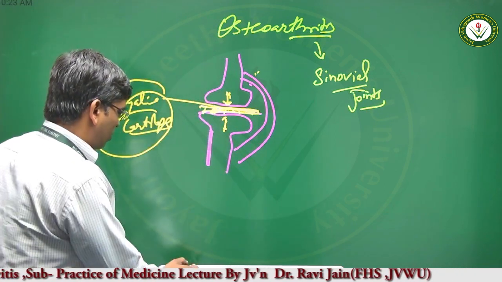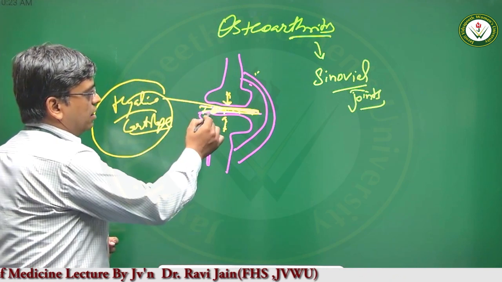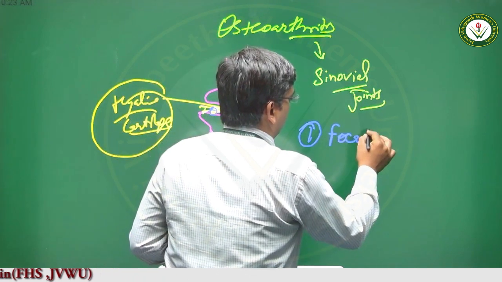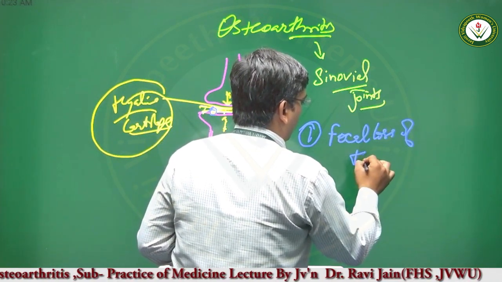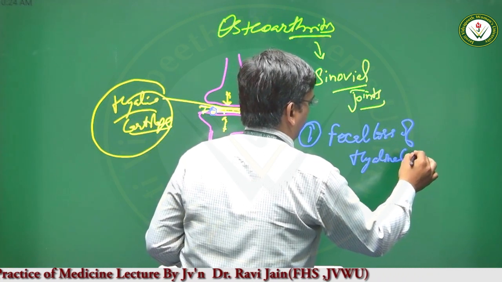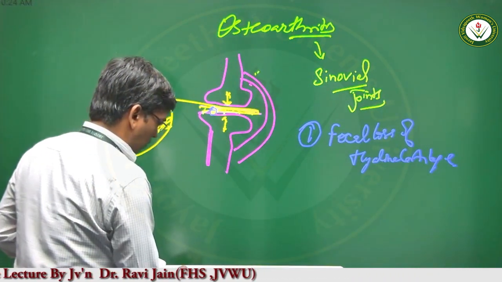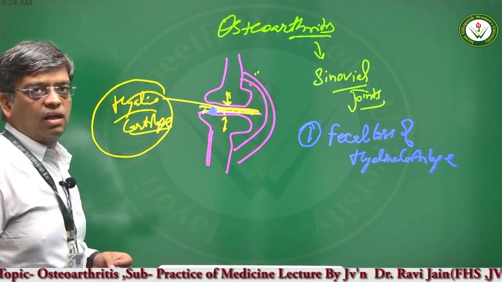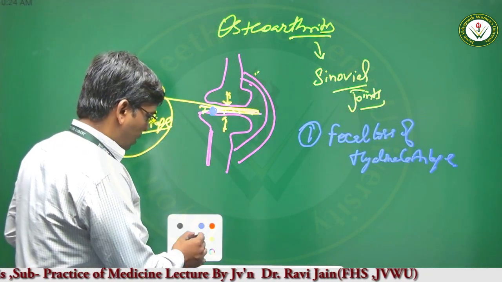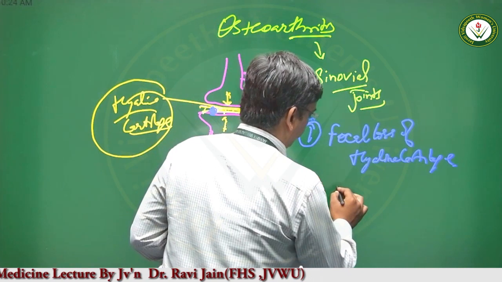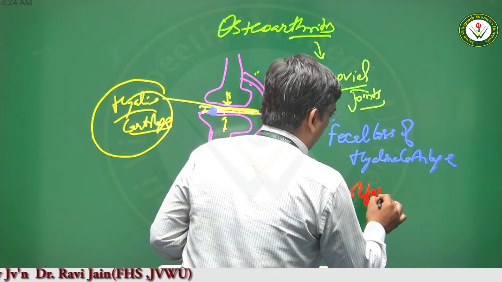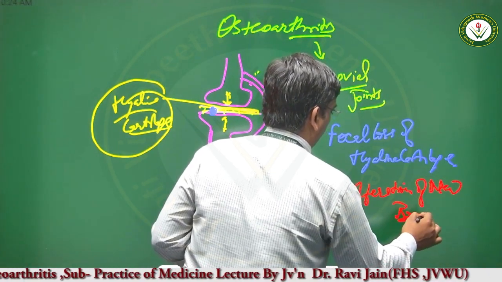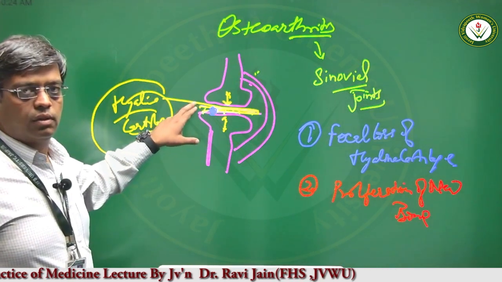Now in case of osteoarthritis, there are three things happening. Number one, there is focal loss of hyaline cartilage, which means there is loss of hyaline cartilage at this particular place. The second point is proliferation of new bone at the site of degeneration.